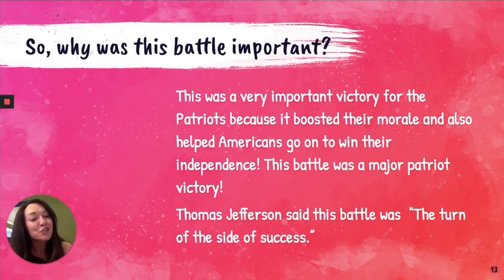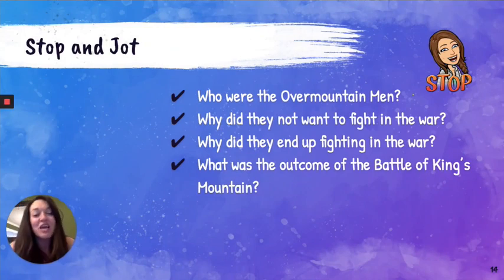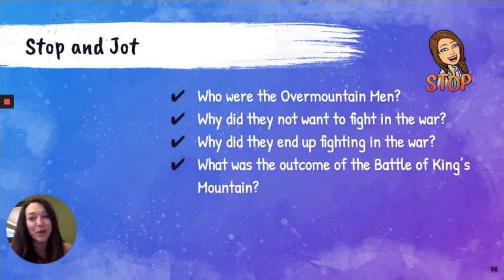So super exciting. So let's stop and jot. We just learned about the Overmountain Men. So explain to me who they are. Why did they not want to fight in this war? Why did they end up fighting? And what was the outcome of the Battle of Kings Mountain? Okay, so go ahead, hit that pause button, and then jump back on here, and I'll give you the answers.